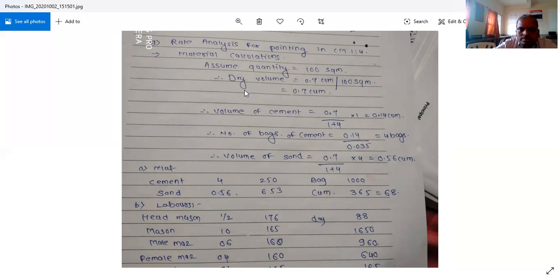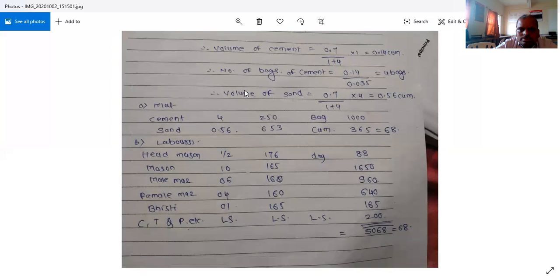Now we are going to see the rate analysis for pointing in cement mortar 1:4. So the material calculations again 100 square meter. The dry volume they have given us directly in the DSR as 0.7 cubic meter per 100 square meter. Sorry, 0.7 cubic meter of dry volume is required. Thus the cement required is 0.14 cubic meter, that is 4 bags. Volume of sand is 0.56 cubic meter.